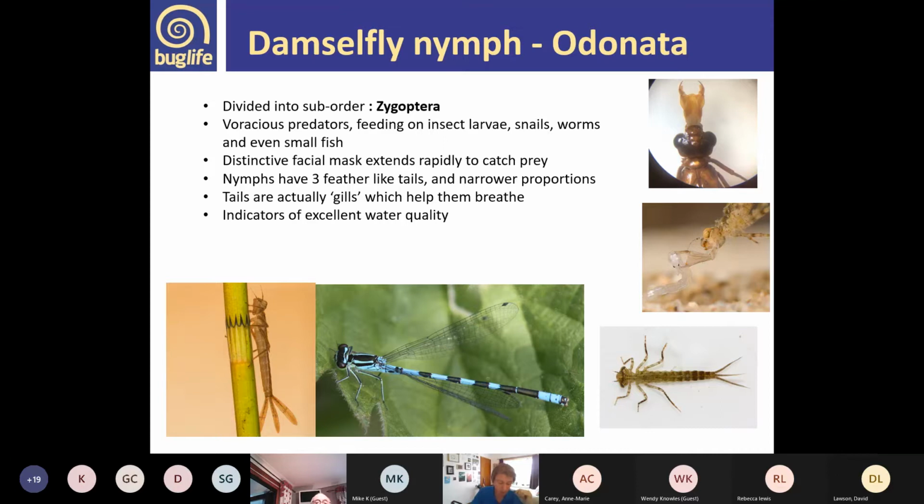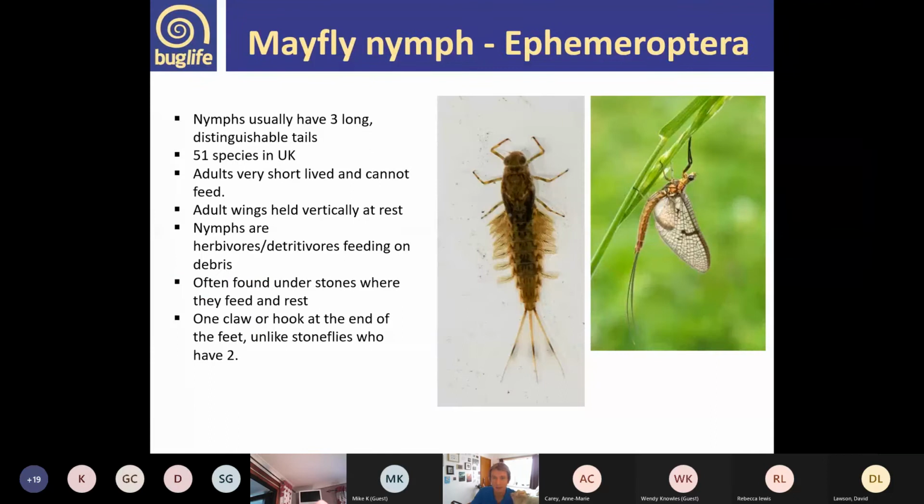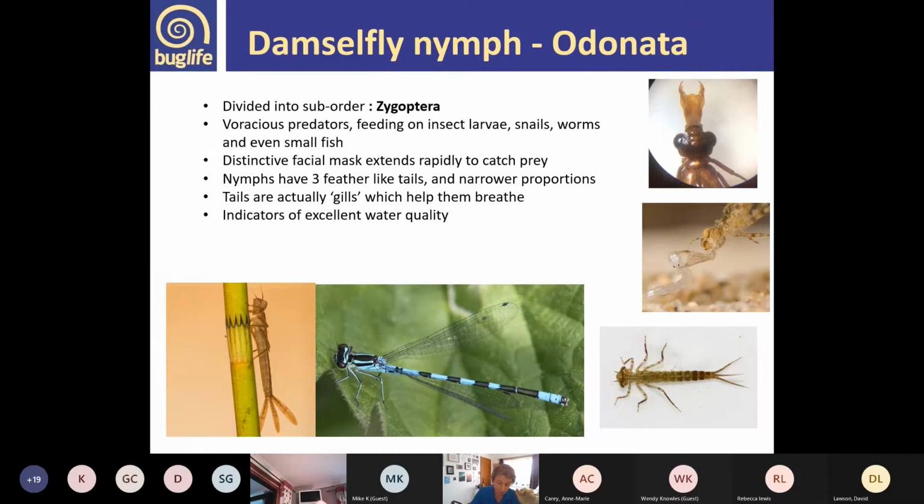Nymphs also have three tails, like the mayfly nymphs, but these are feather-like, distinguishing them from mayflies. So the best illustration of that is on the picture on the left-hand side of this slide here, where you can quite clearly see the feather-like tails, as opposed to the long thread-like tails on the mayfly nymph here. They're also not tolerant of polluted water, so are another very good biodiversity indicator species.